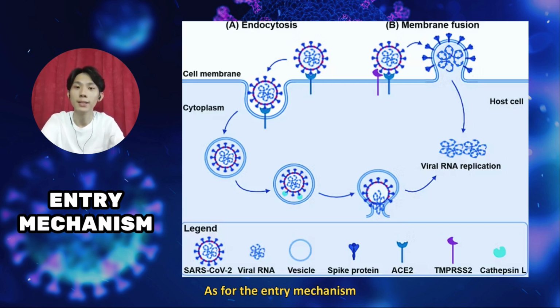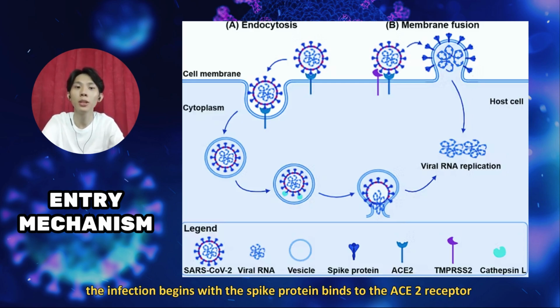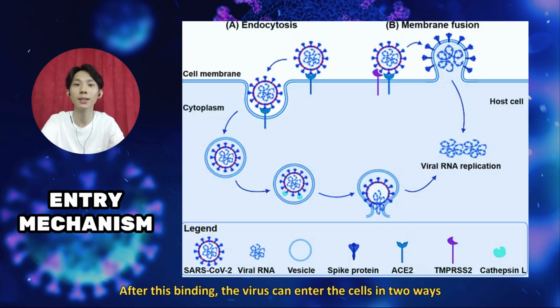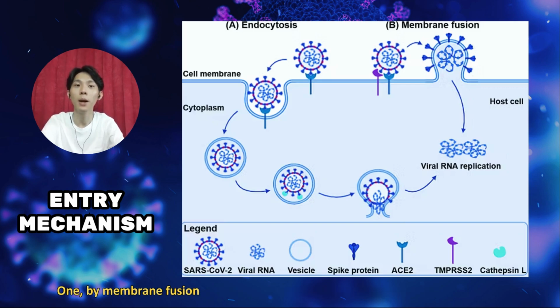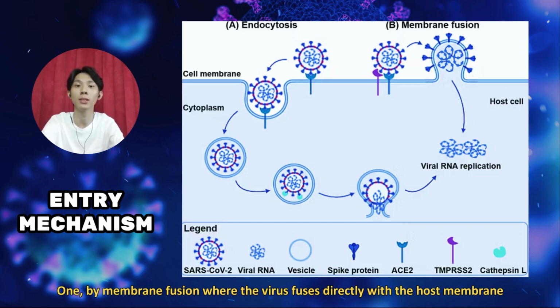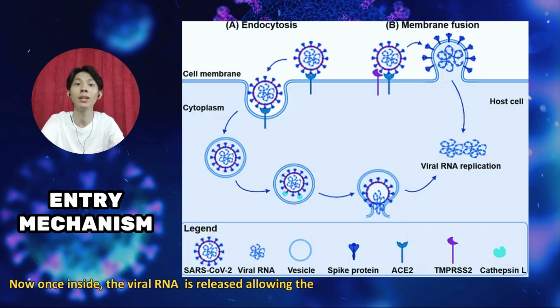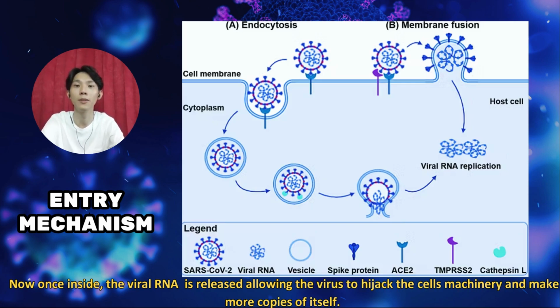As for the entry mechanism, the infection begins when the spike protein binds to the S2 receptor, which is commonly found on the surface of human cells. After this binding, the virus can enter the cells in two ways. One, by membrane fusion, where the virus fuses directly with the host membrane, or two, by endocytosis, where the host cell engulfs the virus. Now once inside, the viral RNA is released, allowing the virus to hijack the cell's machinery and make more copies of itself.